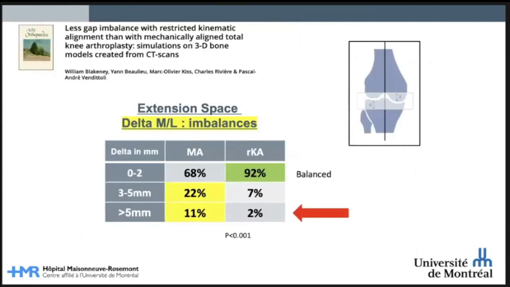If we compare the results of the restricted kinematic alignment protocol with mechanical alignment bone resection, the effect on the medial and lateral imbalances, you can see here we are maintaining the compartment balance within 0 to 2 millimeters in 92% of the RK cases versus only 68% of the MA.